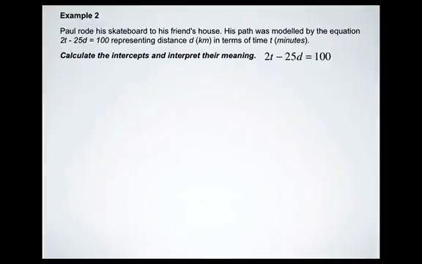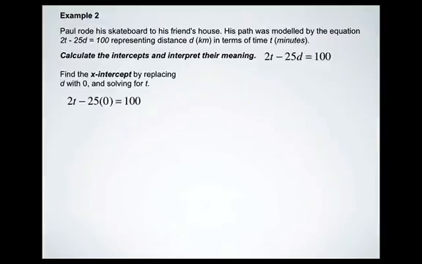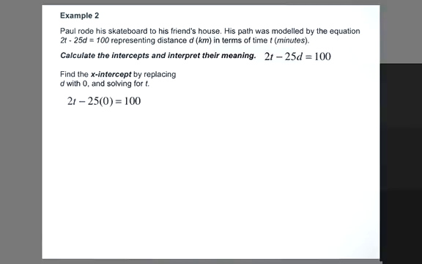We have our equation, 2t minus 25d is equal to 100. We're going to find the x-intercept by replacing d with 0 and solving for t. We have 2t minus 25 times 0 is equal to 100, because d is equal to 0. We simplify to 2t is equal to 100. When we divide through by 2, we solve for t. T is equal to 50. This means the x-intercept is (50, 0).